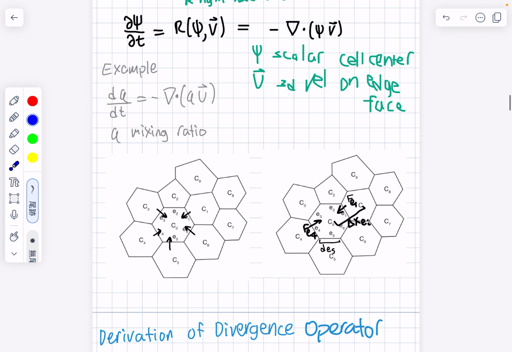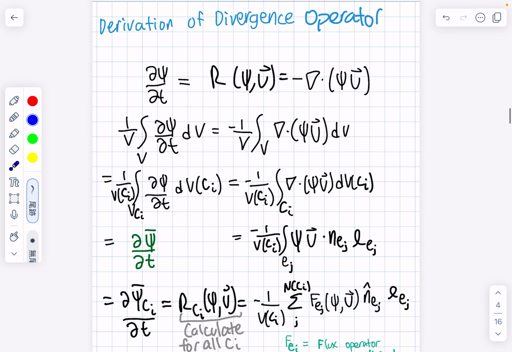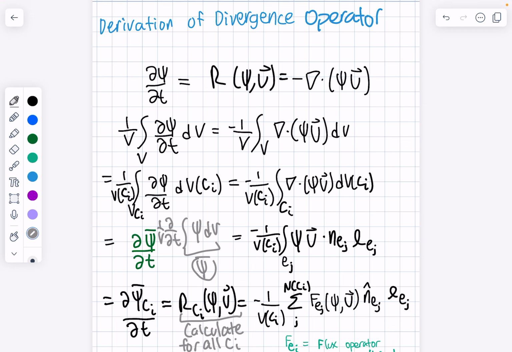So for the derivation of this, we start here. We take the volumetric average, which is 1 over the volume, integral over the volume of both sides, and we know that volume is a function of Ci, which is the cell center. So that's why we write this, right? Now, for this integral, d/dt comes out. The 1 over V is still there, and an integral of phi dV, this part is equal to phi bar, the cell average.